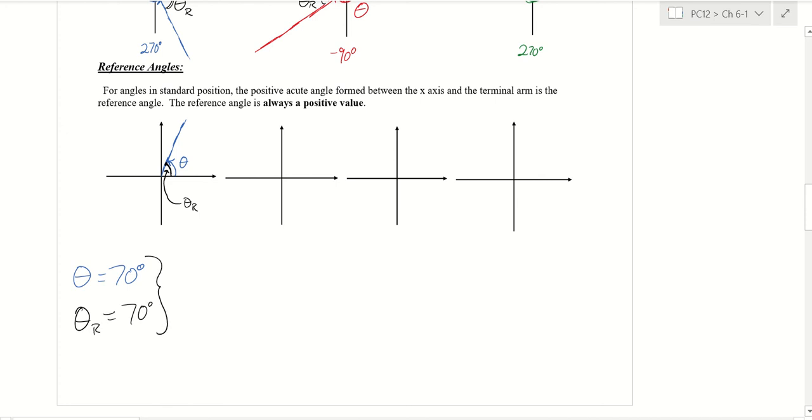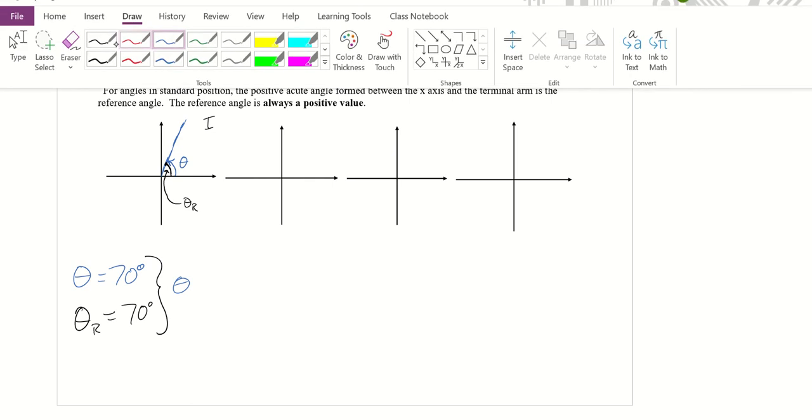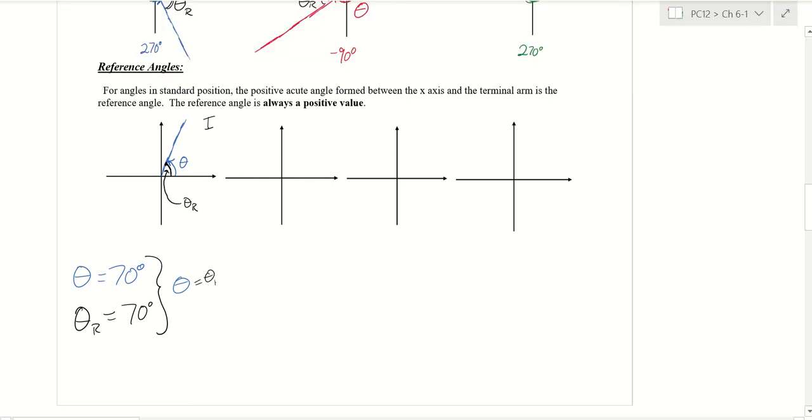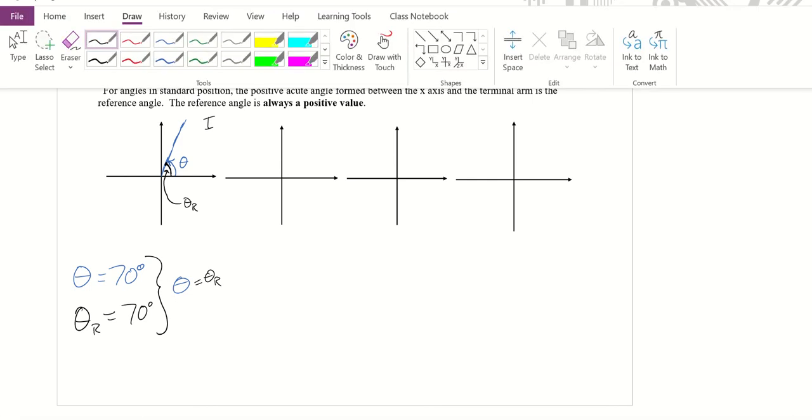So here, if you have an angle that terminates in quadrant 1, this is quadrant 1, then your angle in standard position is simply going to be equal to your reference angle. This is actually a property of all positive angles that terminate in quadrant 1 and don't go more than one full revolution. So in this particular case, they happen to be equal. Let's look at another case where they don't happen to be equal.